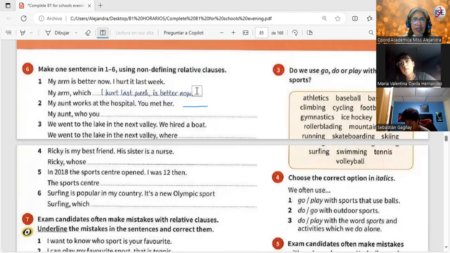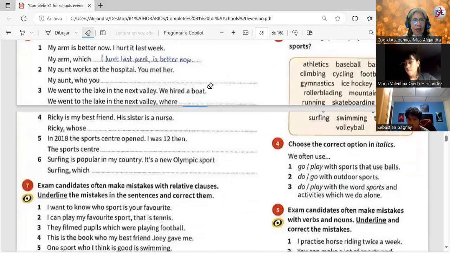Okay, this is the combination that we studied yesterday. Combine the two sentences. My arm is better now. My arm, which I hurt last week, is better now.